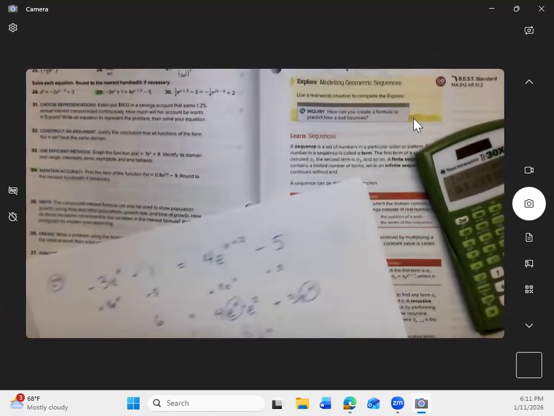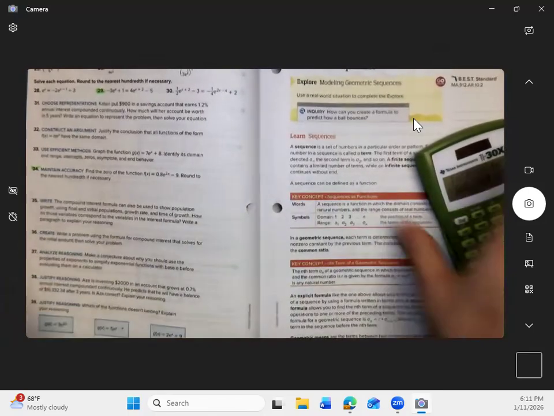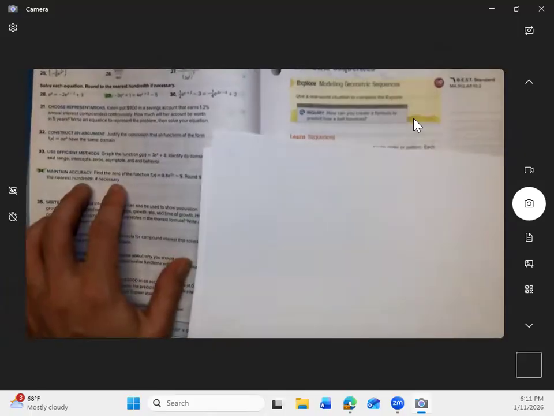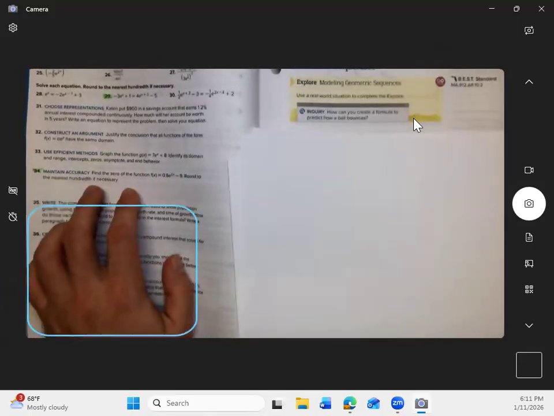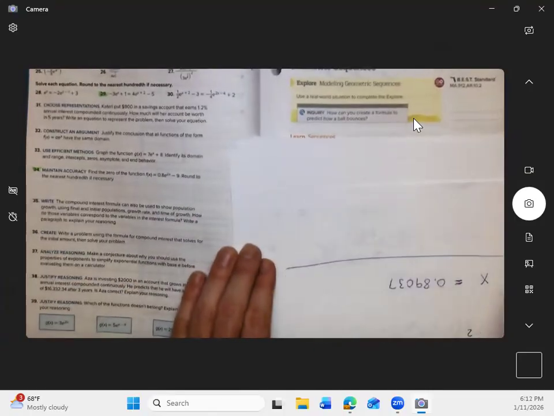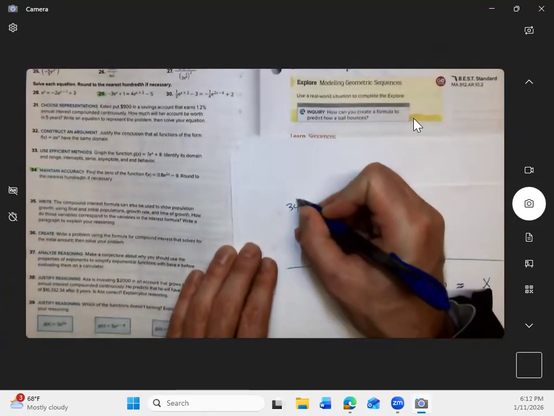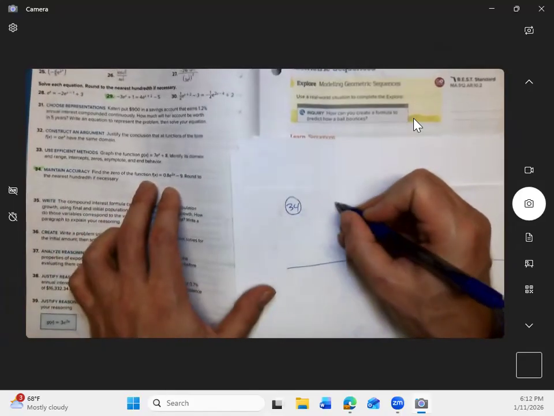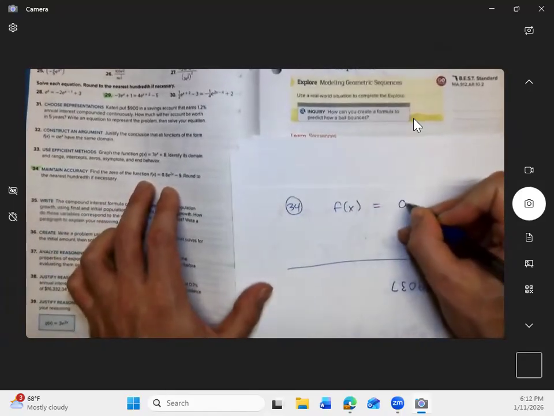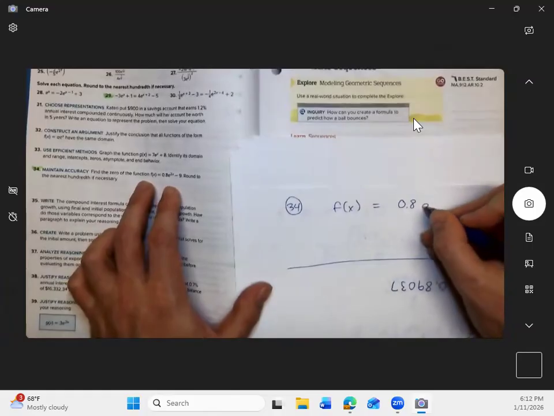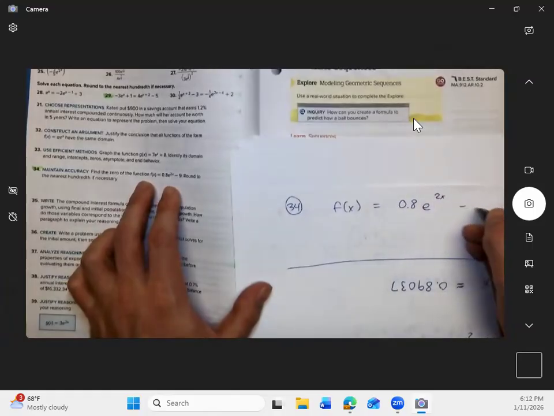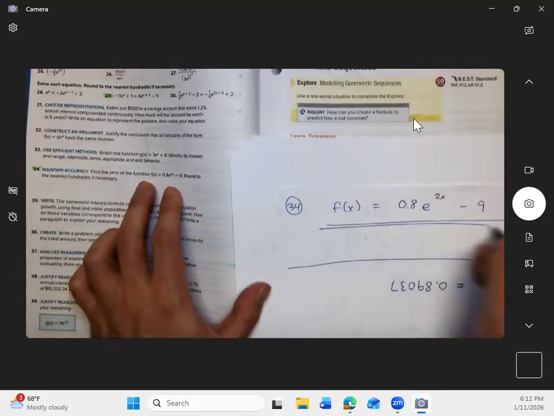All right, and I'll do one more with you guys here. Find the zero in this function, round to the nearest hundredth if necessary. I'm just gonna use Desmos to find this. We got f of x equals 0.8 e to the 2x, and then the whole thing is minus 9. All right, so there's your function.